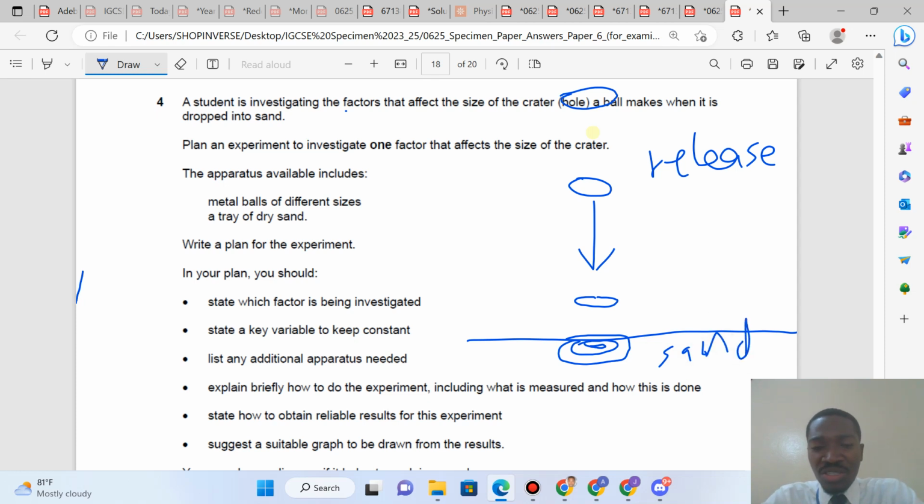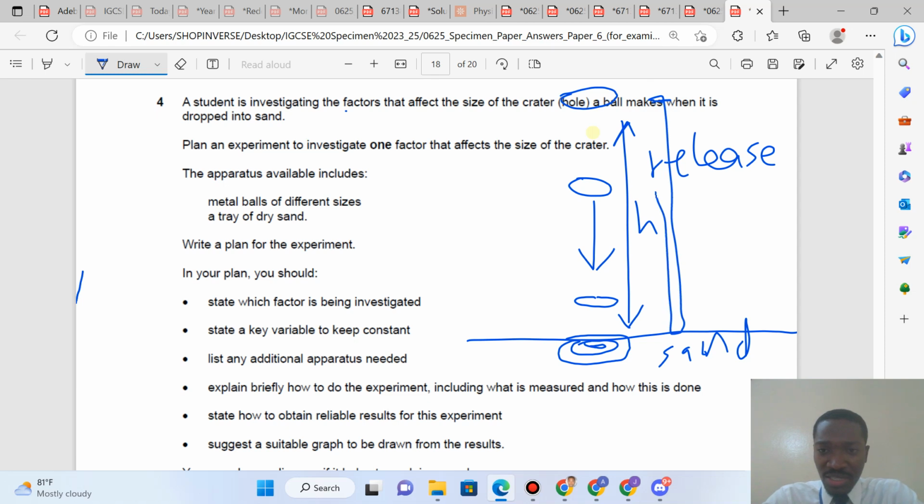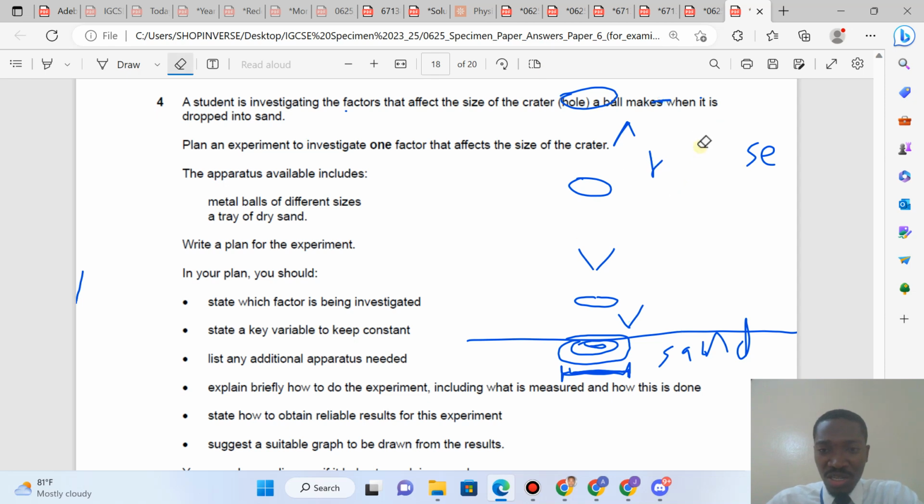Now we are trying to get the effect of the height of release on the size of the hole. So what you need to measure is the height, the vertical distance. You use a meter rule to measure the height. Then you use a meter rule to measure the width of this hole, or you use a vernier caliper. Any instrument you want to use, you just need to know the diameter of this hole. Then you need to know the height from which the object was released. Those are the two values you need in your table. Those two values are very important.